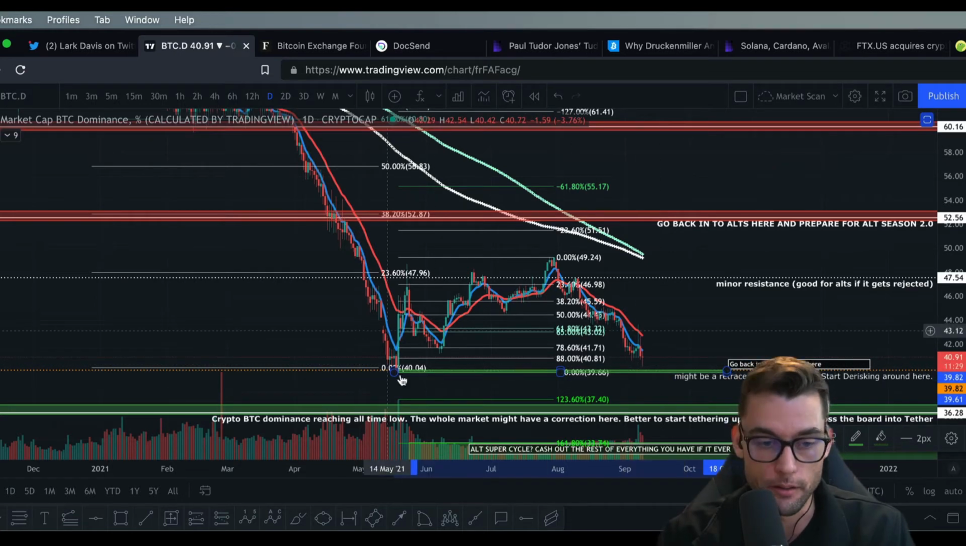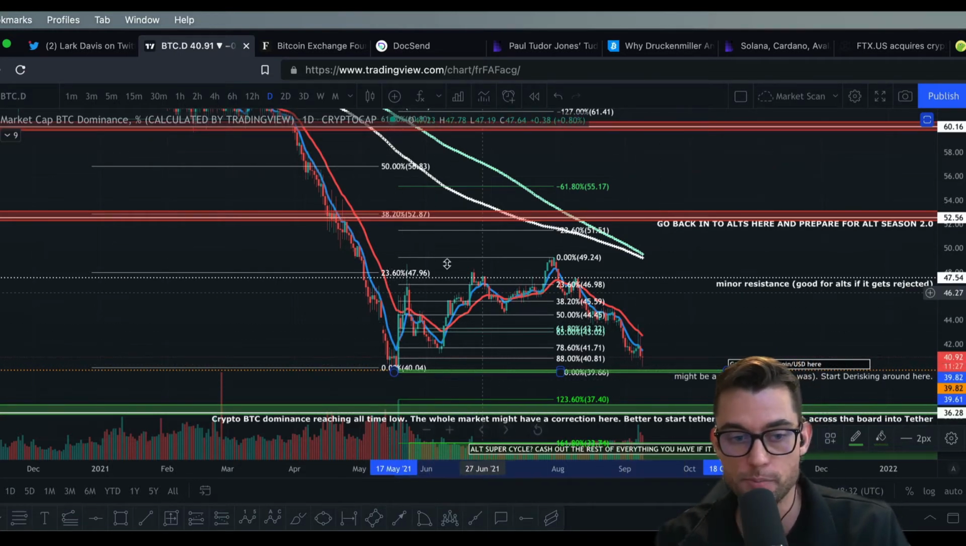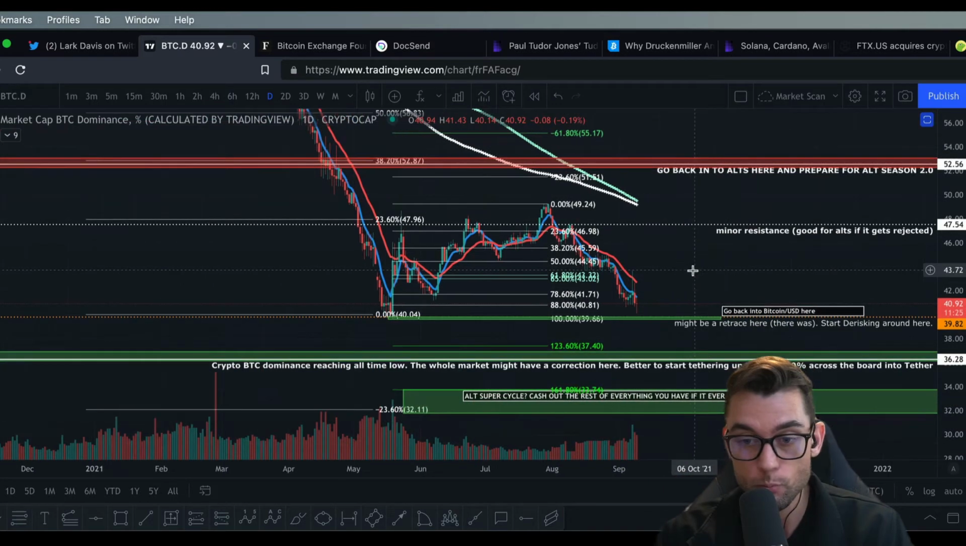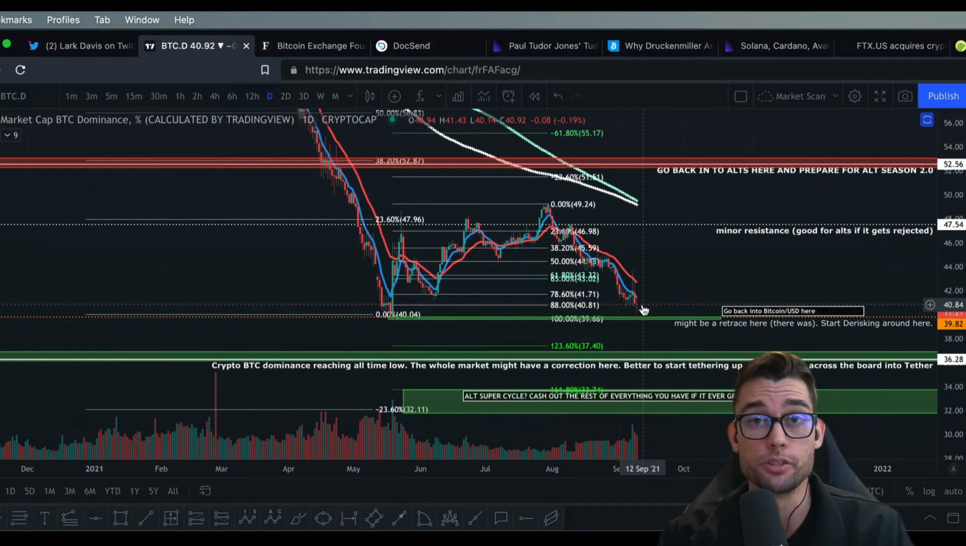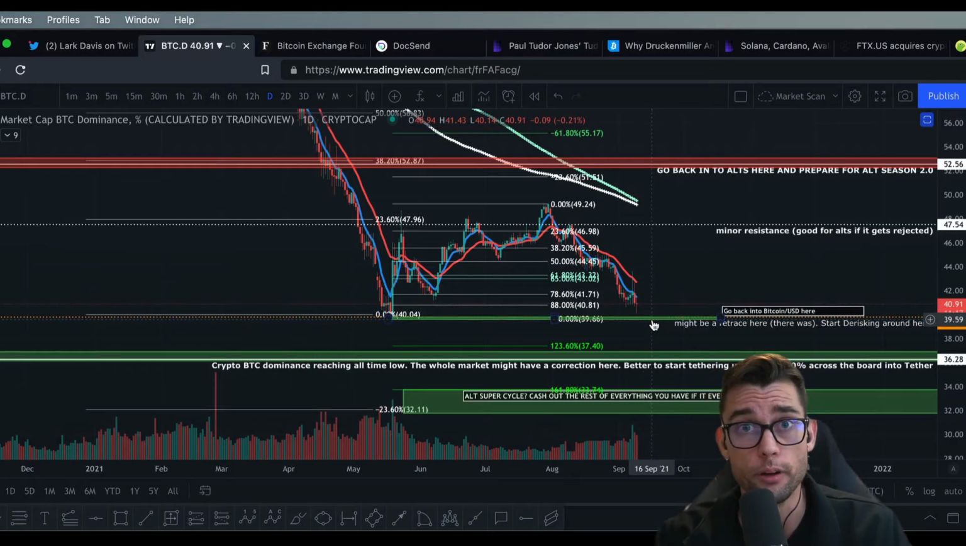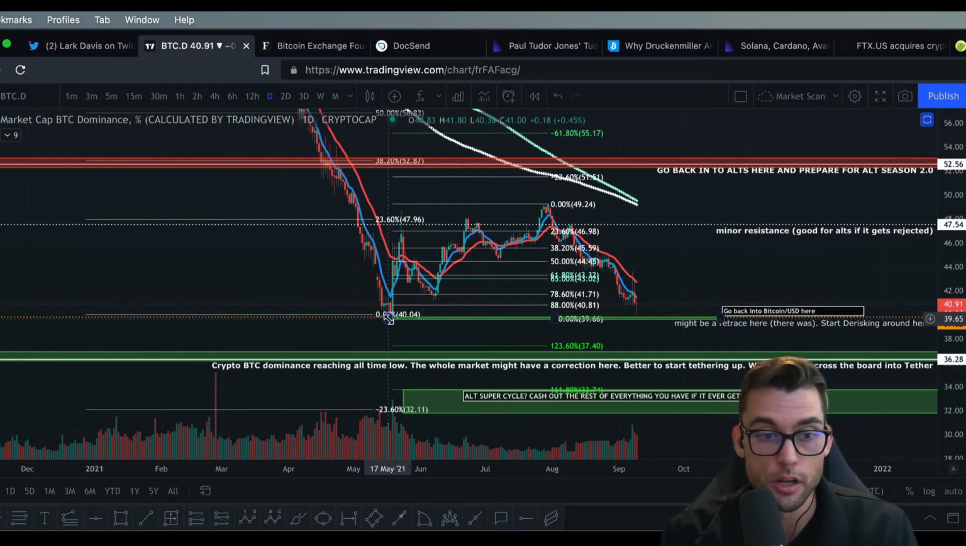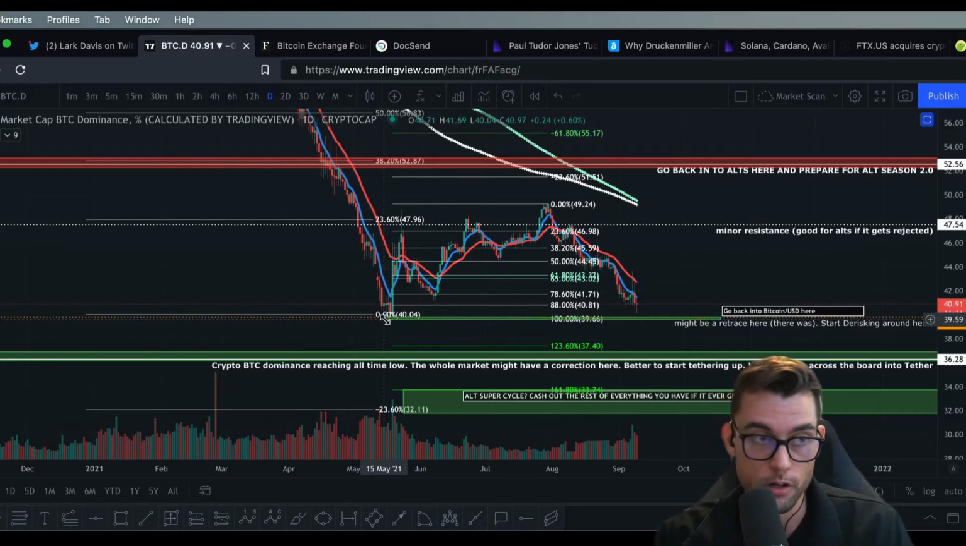And usually when this moves up like this, money flows back into Bitcoin. So will money flow back into Bitcoin? I don't know, but I'm definitely going to use this information to hedge my trading portfolio 100%, because this is the previous support for Bitcoin dominance.